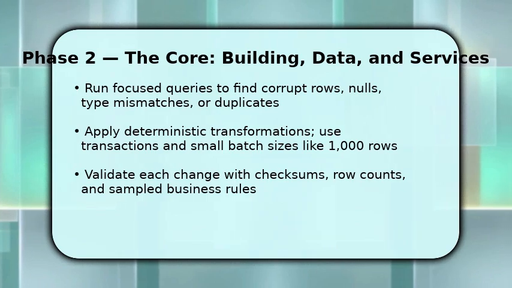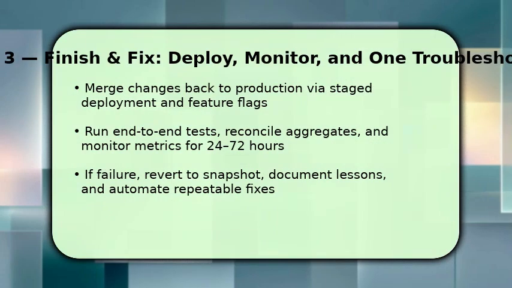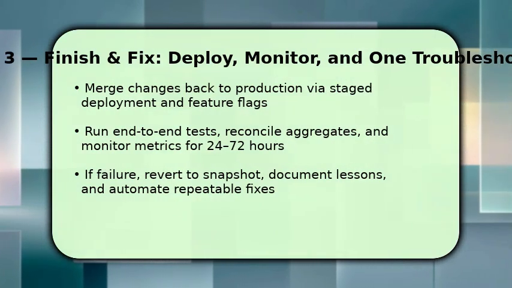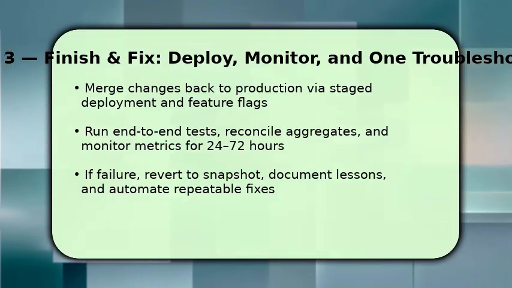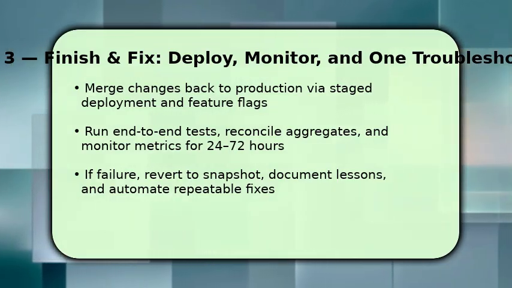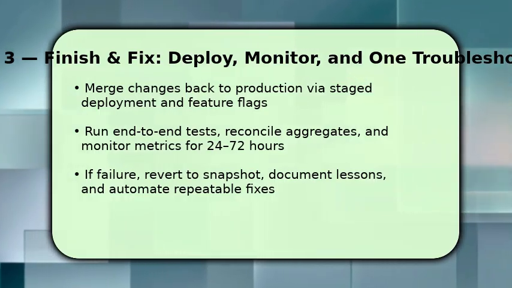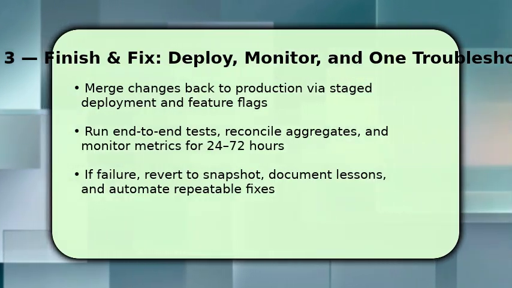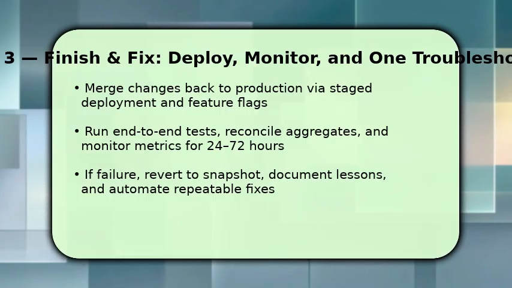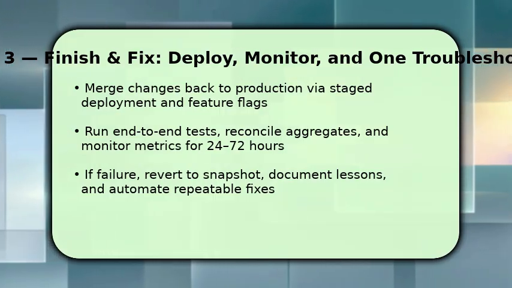You finish by staging the corrected dataset and merging changes with a controlled deployment, using feature flags or a phased rollout to limit exposure. Then run end-to-end tests, reconcile key aggregates, and monitor metrics and logs for 24 to 72 hours to confirm stability, because issues sometimes appear later.